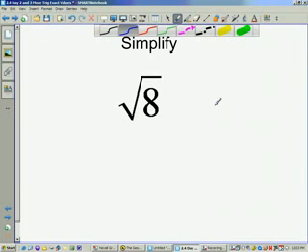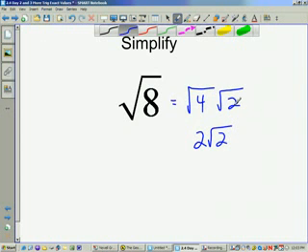Now, if I want to simplify the square root of 8, there's a couple different methods. If you know your perfect squares, you think of the largest perfect square that can go into 8, and that would be 4. And so square root of 8 is the square root of 4 times the square root of 2. Now I know the square root of 4 is 2, so this answer is 2 root 2. I cannot take the square root of 2, so I just leave it like that.